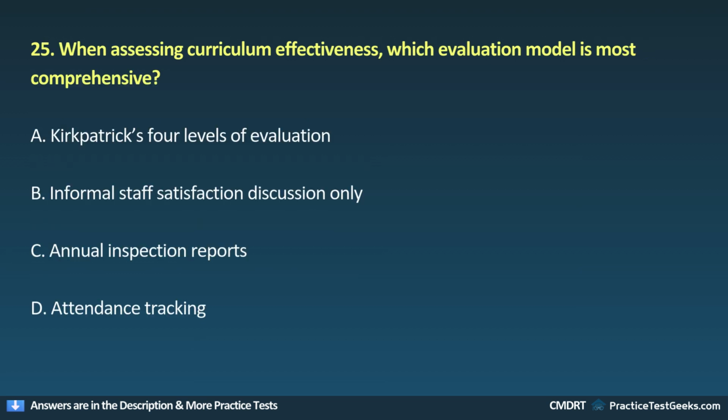25. When assessing curriculum effectiveness, which evaluation model is most comprehensive? A. Kirkpatrick's four levels of evaluation. B. Informal staff satisfaction discussion only. C. Annual inspection reports. D. Attendance tracking.